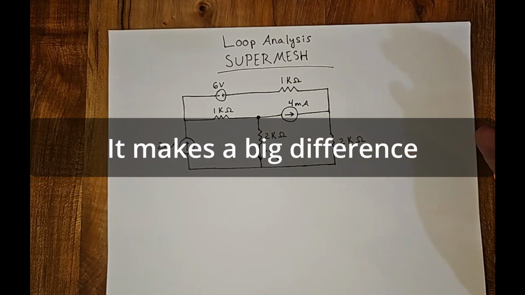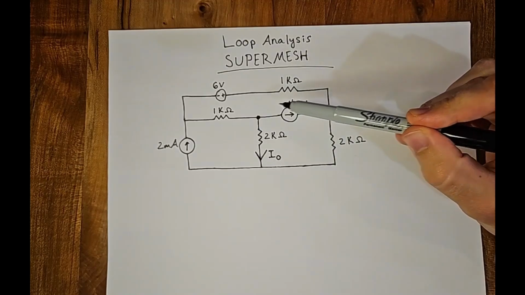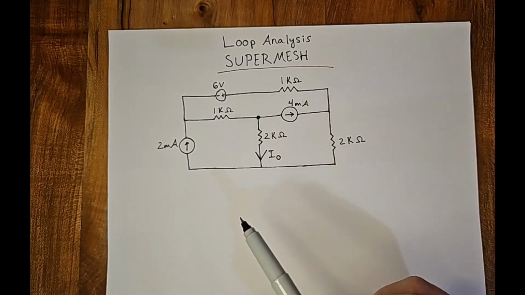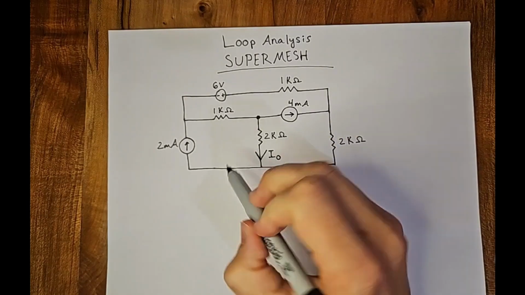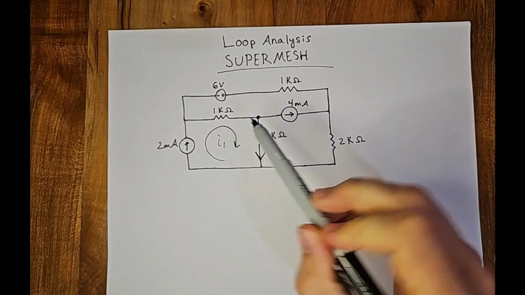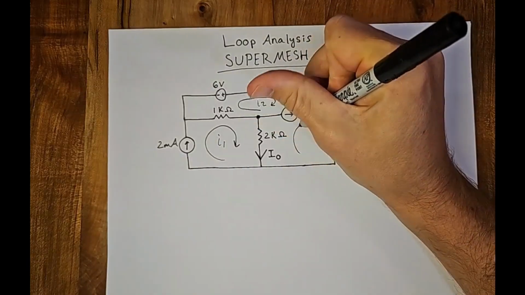So first, let's take a look at this. We're going to use mesh analysis with a super mesh, which is going to be this big chunk right here. So like normal, let's define three mesh currents. Number one, so we have I1. Let's call this top one I2, and we're going to call this bottom one I3.